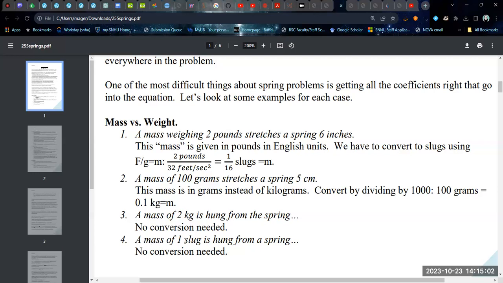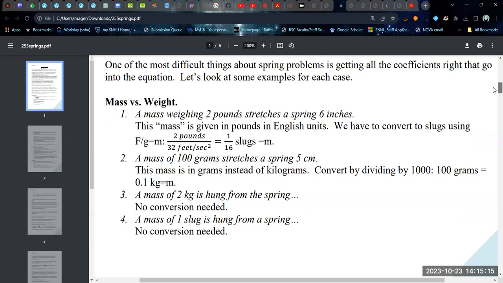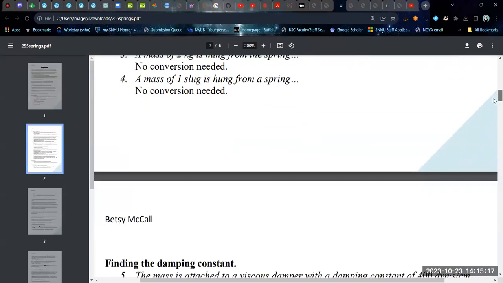Much rarer, a mass of 1 slug is hung from a spring. Again, no conversion needed, but this doesn't happen very often because if you've never heard of the term slug before, there's a reason for that. It's because it doesn't get used very often, except in these weird contexts.